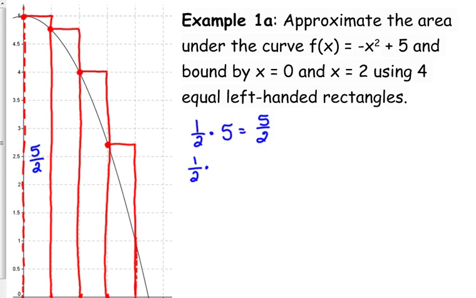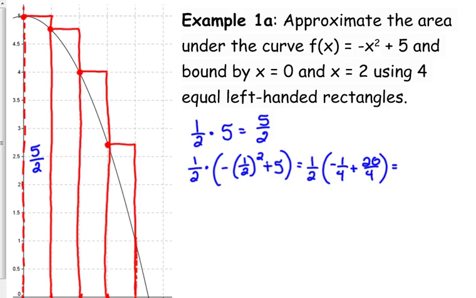My second interval has a width of 1/2. Its height, it looks like 4.75, but I have the function, so might as well check it. 1/2. Let's see here. This would be negative 1/2 squared plus 5, which is 1/2 squared is 1/4, so negative 1/4 plus 20 over 4. So that gives me 19 over 8 for my area. Okay, negative 1/4 plus 20 over 4 is 19 over 4 times 1/2 is 19 over 8.